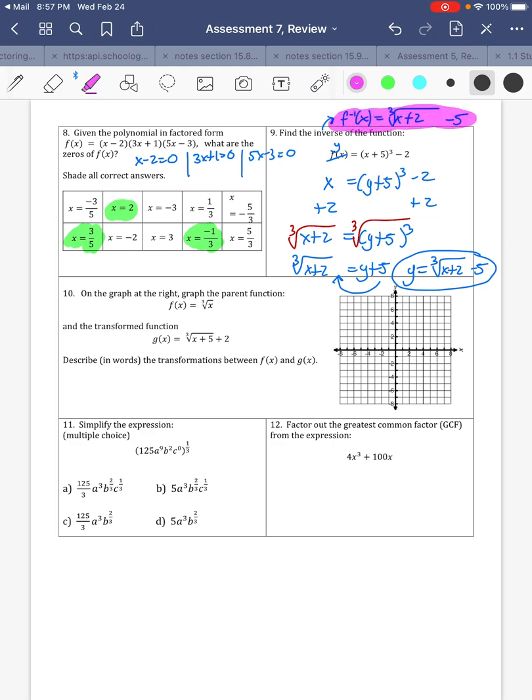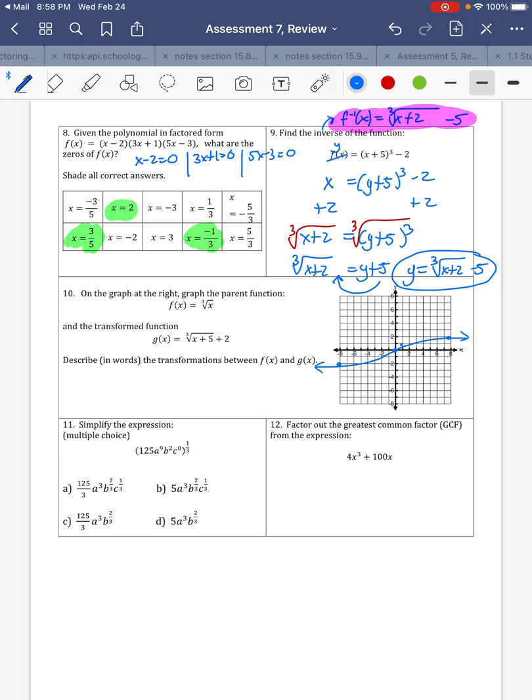All right, number 10. We're trying to graph the cube root function. The cube root function goes right through 0, 0, 1, 1, 8, 2, and negative 8, negative 2. Cube root function looks like this. Remember, you can always go to Desmos and graph that as well.